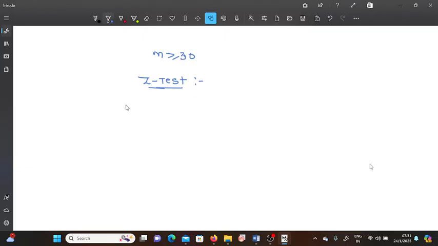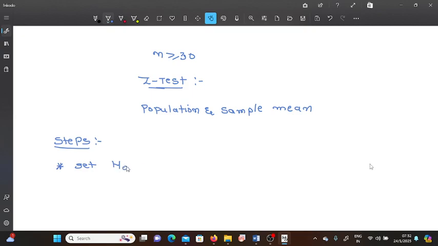This test is used to find the significant difference between the population and sample mean. The following steps are needed to test the given hypothesis using the Z test. Firstly, we need to set the null hypothesis and the alternative hypothesis according to the given problem.